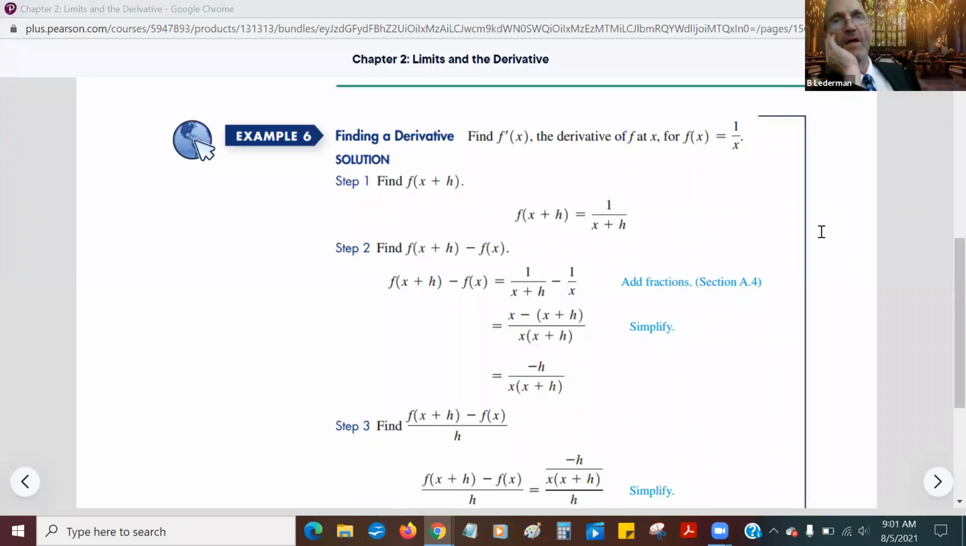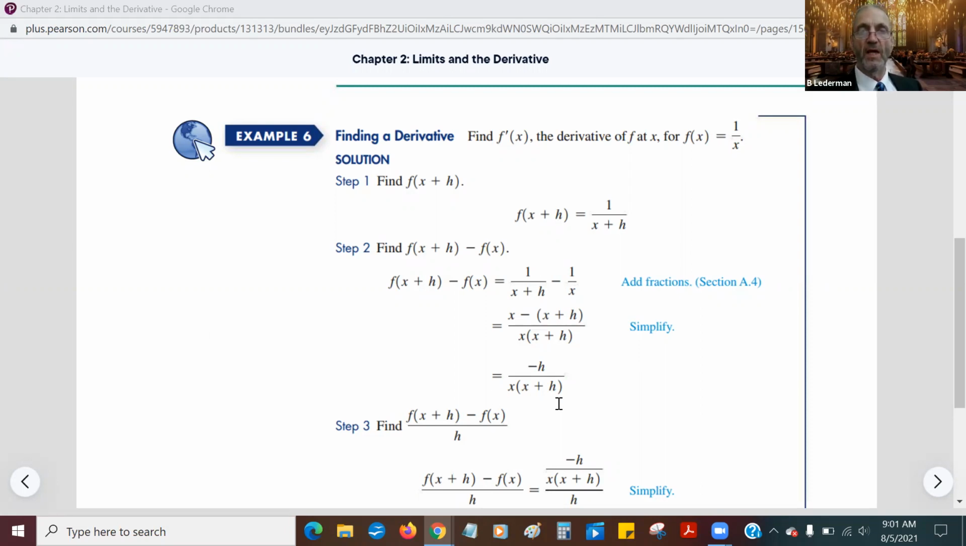Okay. Find f prime of x, the derivative of f at x, for f of x equals 1 over x. So first we find f of x plus h, which is 1 over x plus h. Then we do f of x plus h minus f of x. So I have 1 over x plus h minus 1 over x, because that's f of x plus h, and that's f of x. But I want to combine these two fractions, a little algebra here. So I get x minus x plus h over x times x plus h. The x's cancel as usual, and I get negative h over x times x plus h.